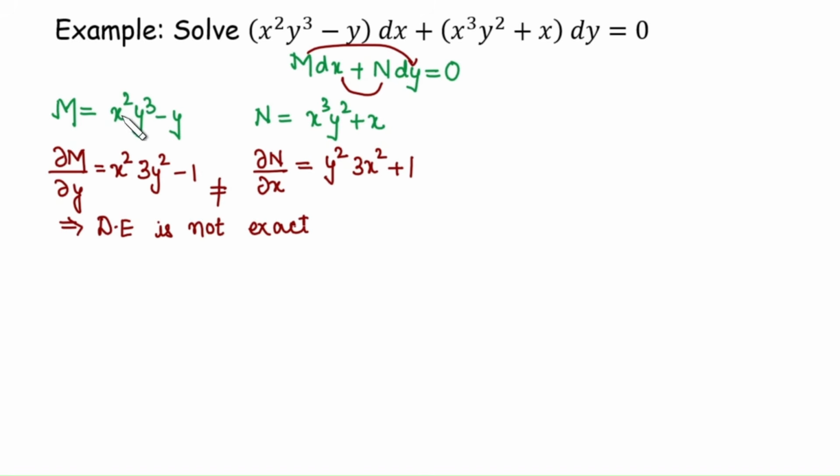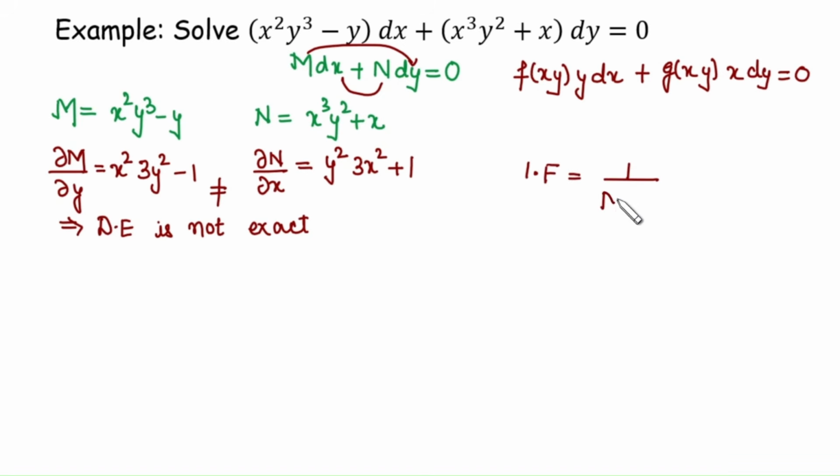Second rule is for the special case where we need to identify the differential equation of the form f(x,y) y dx plus g(x,y) x dy is equal to 0. So if we can rewrite this equation in this form, then we can calculate the integrating factor by this formula, that is 1 upon mx minus ny. Let's check whether this differential equation is of this form.